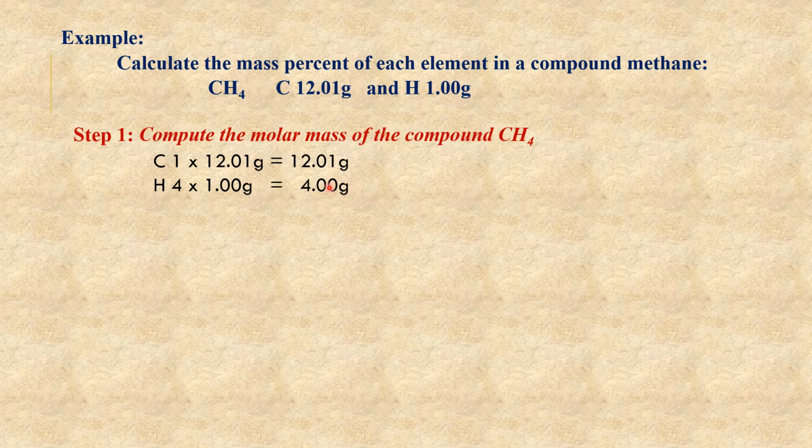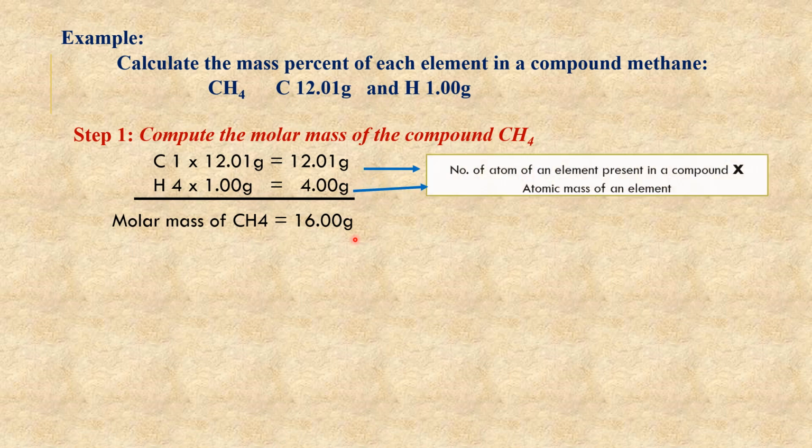Now, the next step after multiplying the number of atoms of each element by their respective atomic mass is to find the total. We add 12.01 plus 4.00. As you can see here, we have 16.00 grams. I just rounded it off to a whole number. So we now have the molar mass of 16.00 grams.